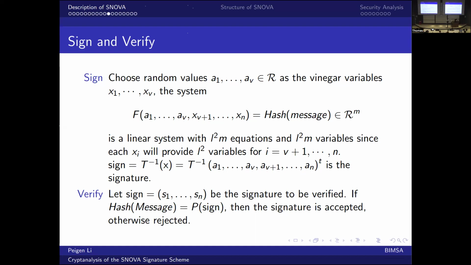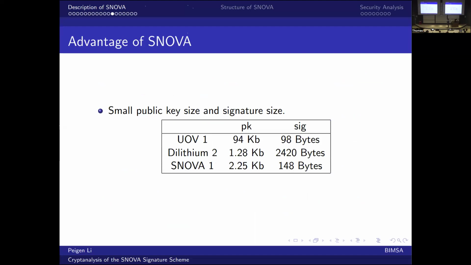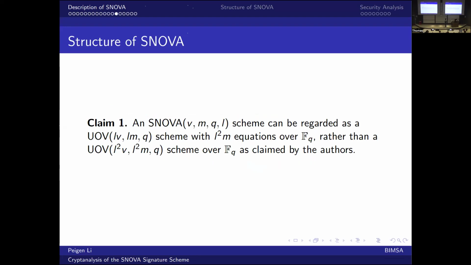Verification is very easy. Just use the public key to check that the hash message equals P of the signature. Okay. The advantage of SNOVA, as I have said, is that it has a smaller public key size than the UOV scheme and variants. Now I will introduce the structure of SNOVA.